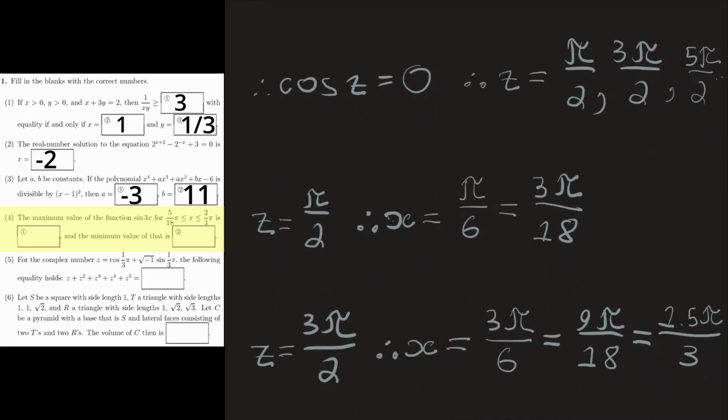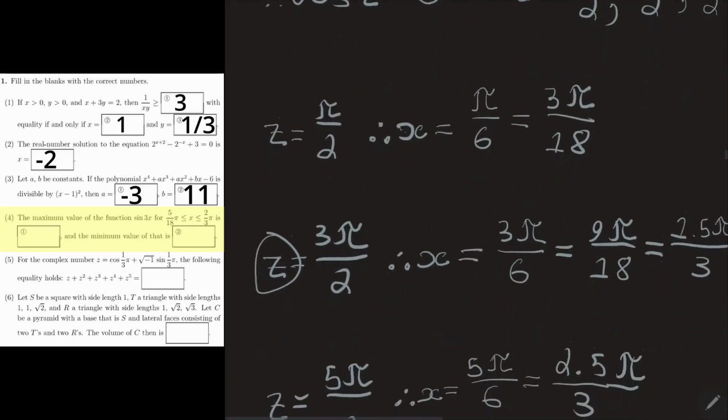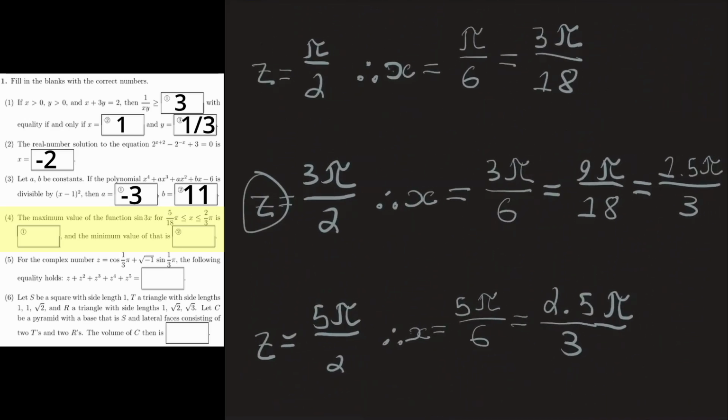So next let's check z equals 3 pi over 2. So this means that x equals 3 pi over 6, which is equal to 9 pi over 18, and that is greater than the minimum bound. It also equals 1.5 pi over 3, which is less than the maximum bound of 2 pi over 3. So this is a possible value of x, or I guess a possible value of z. And finally, let's check z equals 5 pi over 2. Here, x ends up being equal to 2.5 pi over 3, which is greater than the maximum bound, which means that this is not a possible value.